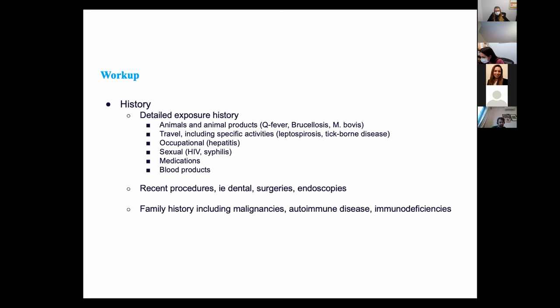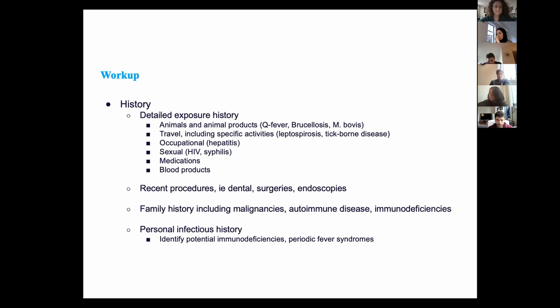Family history, which should include malignancy, autoimmune disease, or immunodeficiencies, and a personal infectious history for the patient, so that you can sometimes identify potential immunodeficiencies or periodic fever syndromes. If you see a pattern in the type of infections that patients are getting over and over, such as repeated sinopulmonary infections, that can give you a clue to immunoglobulin deficiency. And there are certain other infections that are more strongly associated with different immunodeficiencies.